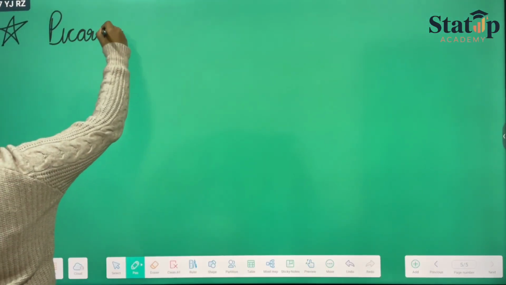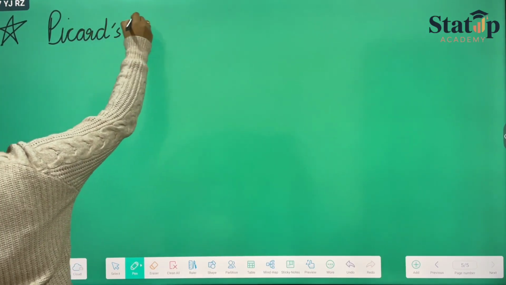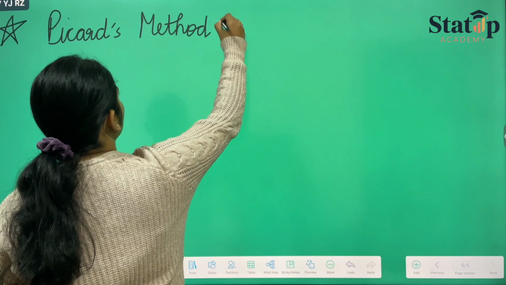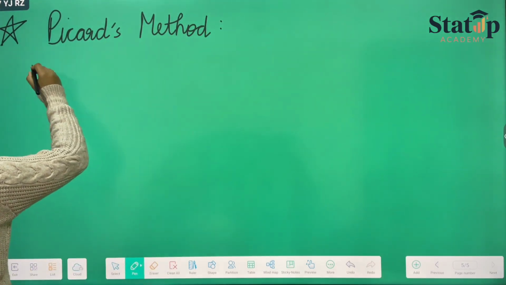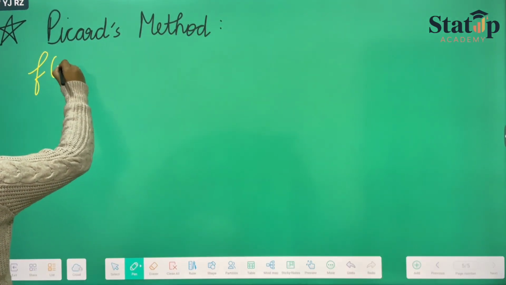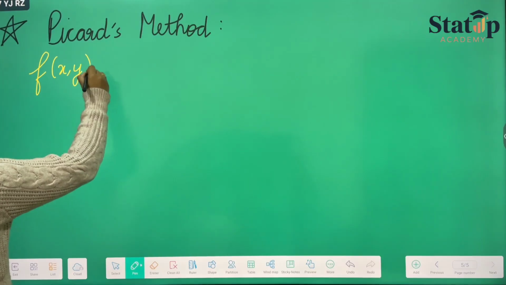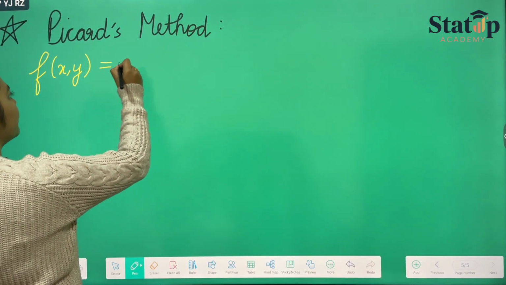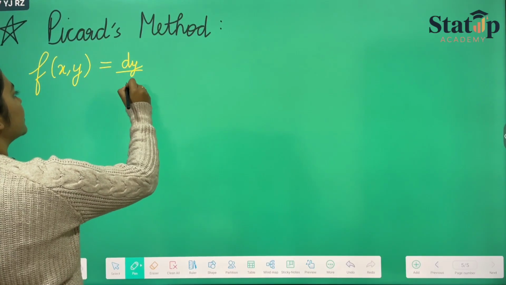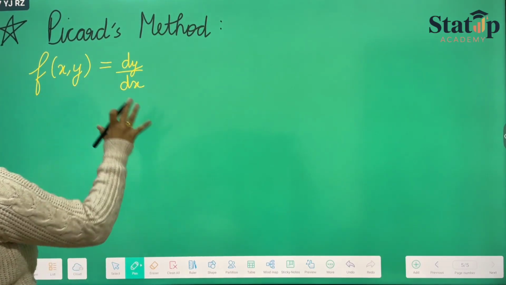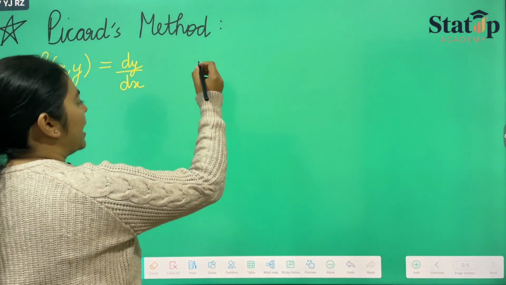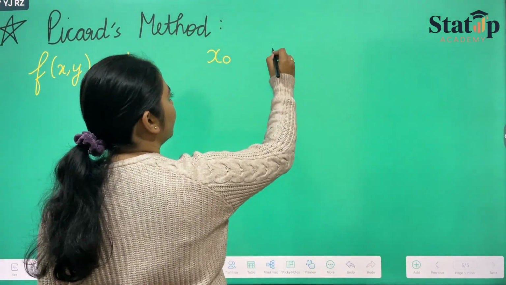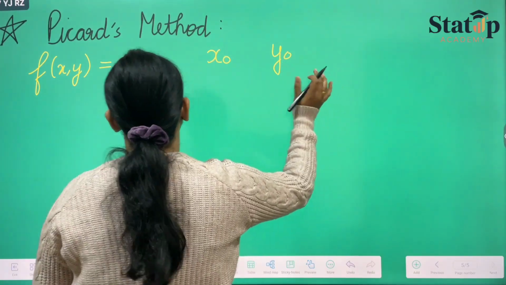Picard's method is given as follows. Suppose we have a function of x and y. We have two variables x and y, and a function which contains both x and y. Or this can also be given as dy upon dx, anything of that. Both of them are equal. We have the starting point x naught and y naught, and we have to calculate.